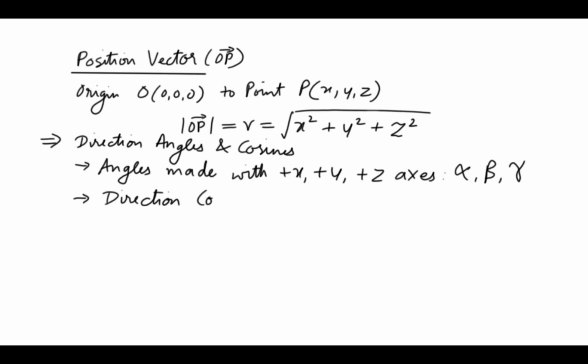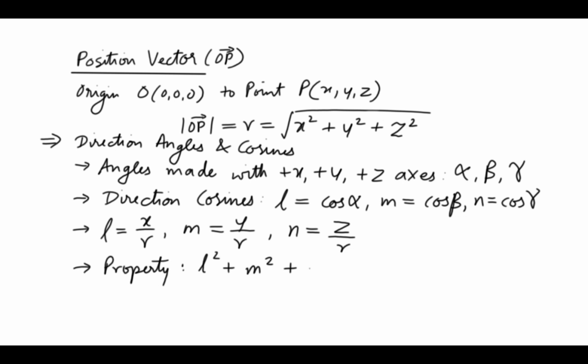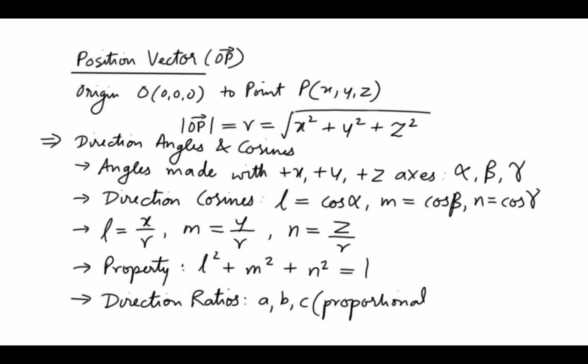Next up, how do we track a vector's direction in 3D space? We look at the angles it forms with the positive x, y and z axes. We call these direction angles alpha, beta and gamma. Take the cosine of these angles and you will get the direction cosines, usually written as l, m and n. An incredible identity to remember is that the sum of the squares of your direction cosines always equals 1. l square plus m square plus n square equals 1.